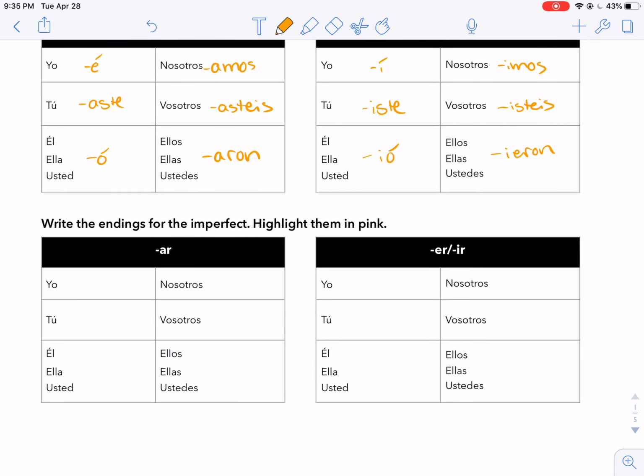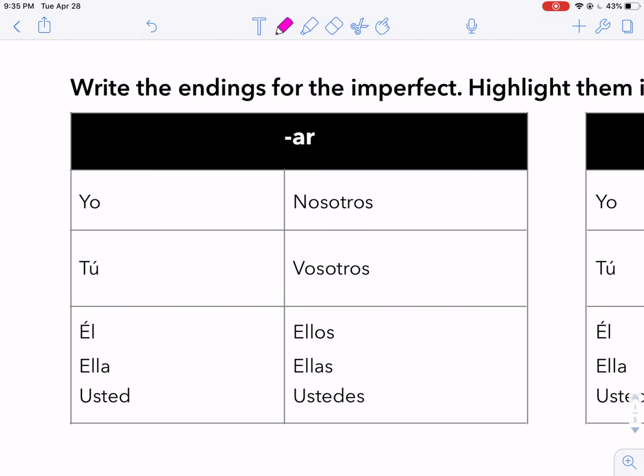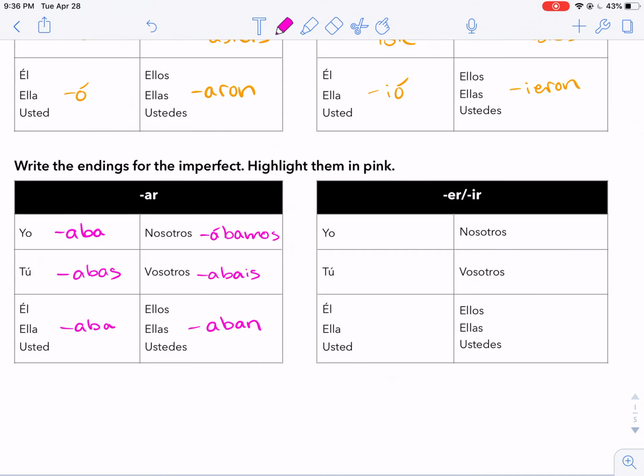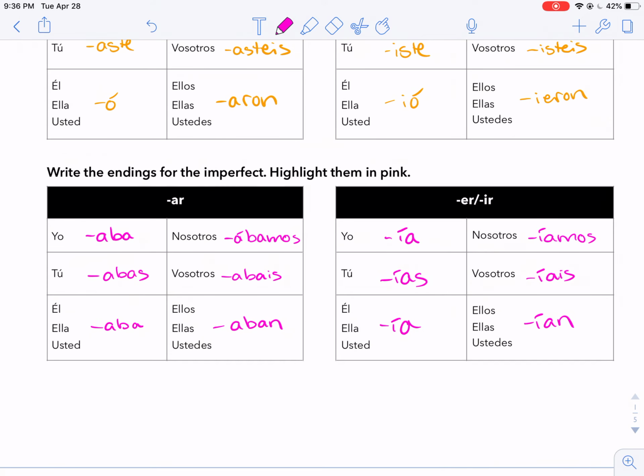The imperfect, we're going to do in pink. Our ARs all end in -aba, so we have yo -aba, -abas, -aba, -ábamos, -abais, and -aban. Similarly, our ERs and IRs, instead of all having -aba, they have -ía, and then we add our endings: -ías, -ía, -íamos, -íais, and -ían. Remember, there are no stem changers in the imperfect.